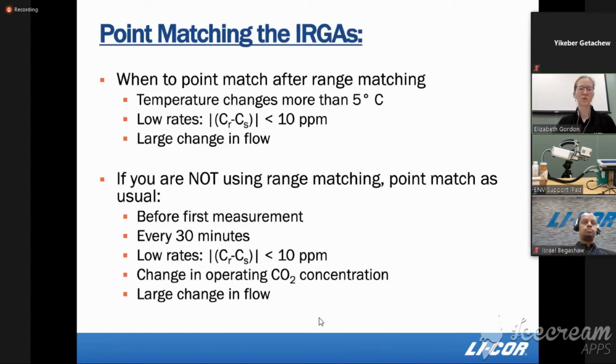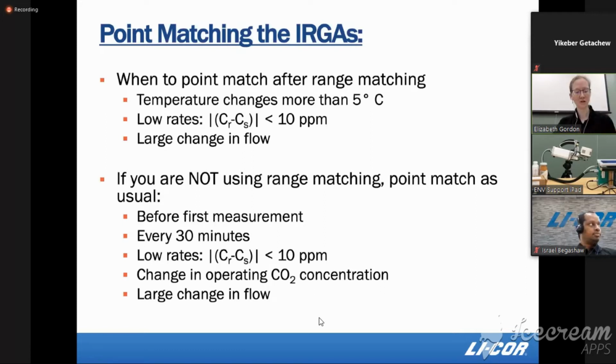So when we point match, we might still need to point match after we range match. And here are some times when you might want to point match even after you have a range match. You might want to point match when temperature changes more than 5 degrees C. It's back to our friend, the ideal gas law. You may want to match with low photosynthetic rates, so that if there's any kind of change in CO2 or any kind of offset, we know about that. And you also might want to point match if you have a large change in flow, just to make sure, again, that things are staying on target.